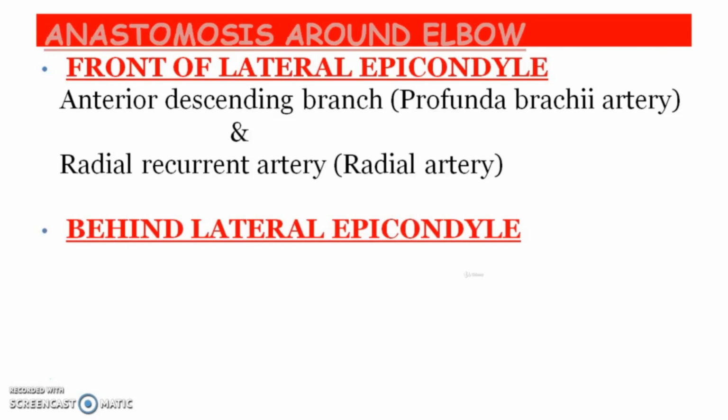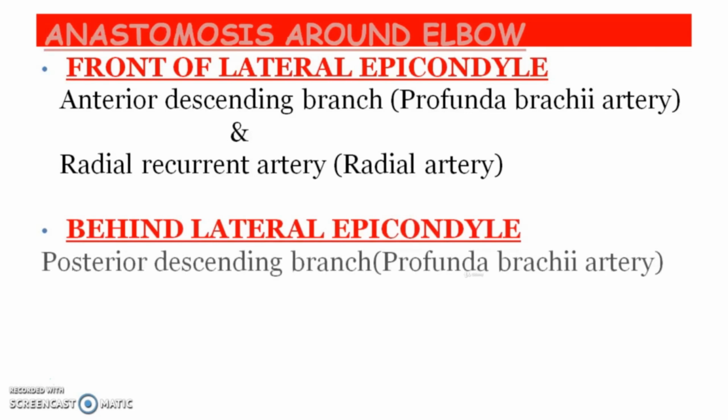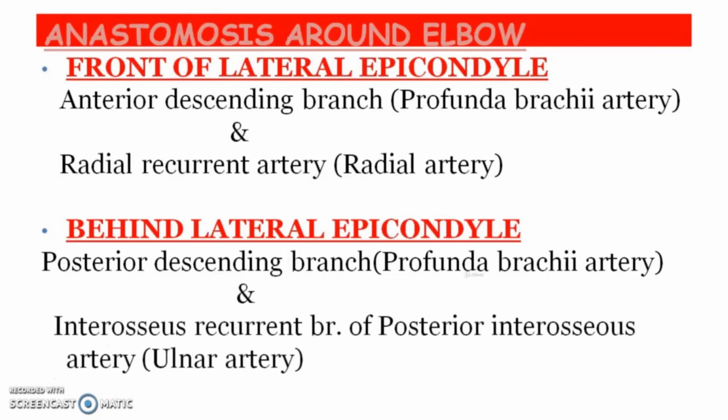In the same way, in the posterior aspect of the lateral epicondyle, there is an anastomosis with the posterior descending branch of profunda brachii, which we call the middle collateral artery. So the middle collateral artery, a branch of profunda brachii, anastomoses with a branch coming from the radial artery, that is the interosseous recurrent branch of the posterior interosseous artery. In the first one we saw the lateral epicondyle anastomosis in front, between the branch of profunda brachii and the branch of radial artery. Here at the lateral epicondyle behind, the anastomosis happens between a branch of profunda brachii artery and a branch coming from the ulnar artery.